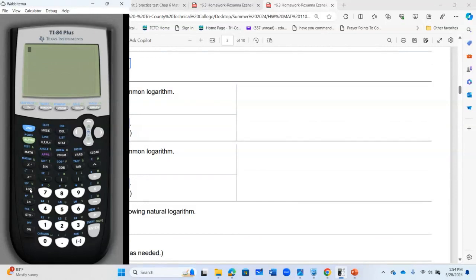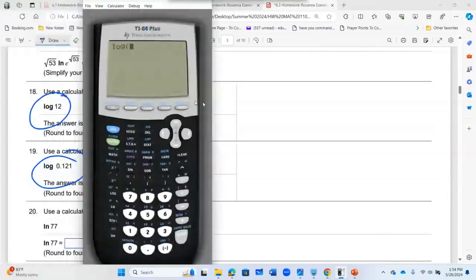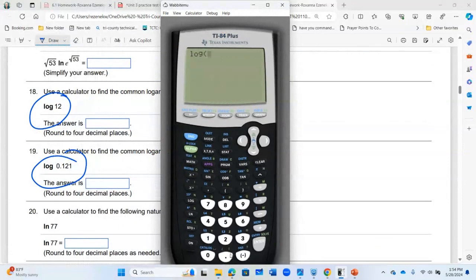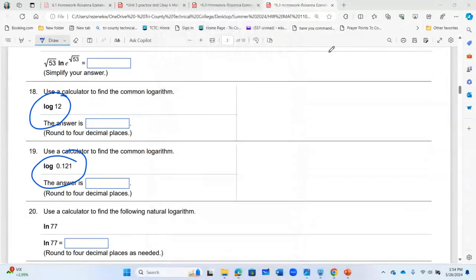So go to log, and what is that number there? 0.121. Log of 0.121. When I hit enter, the answer, leaving it to 4 decimal places, is negative 0.929.